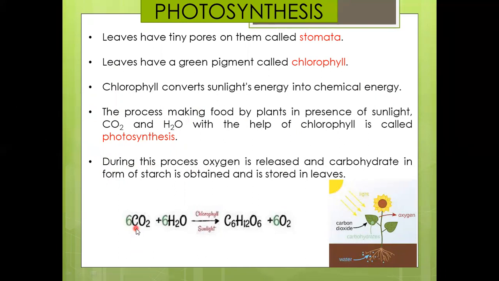When photosynthesis occurs, carbon dioxide and water, in the presence of chlorophyll and sunlight, produce C6H12O6. This is the formula of glucose, children. It produces glucose and oxygen. During this process, oxygen is released and starch is obtained, and it is stored in the leaves.